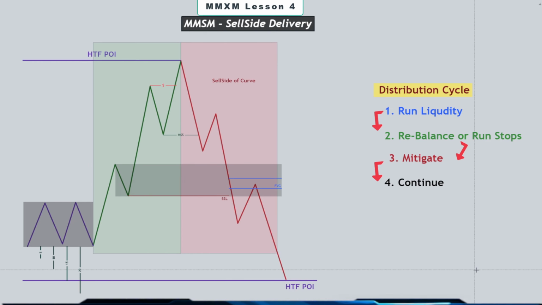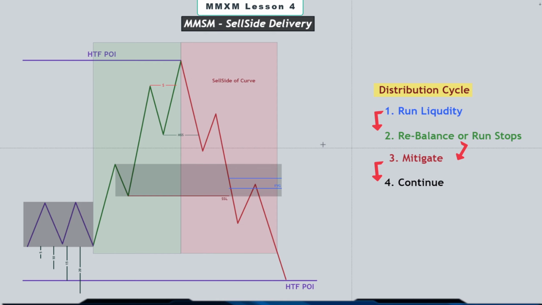Now the information that you guys need to keep in mind is that a distribution cycle, or the sell side of the curve, will always do four things. It will run liquidity in the form of market structure shift here and in the form of this sell side liquidity. It will rebalance or run stops. It will rebalance the imbalance around that area, or it will run those short-term inducements or short-term liquidities below that imbalance or below that area.